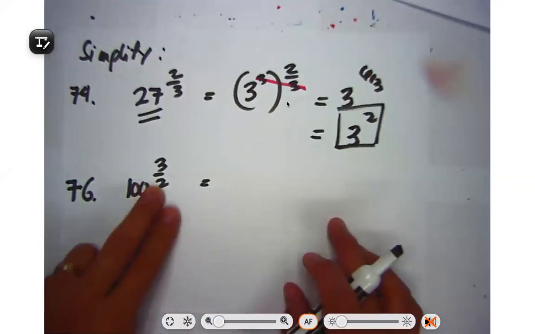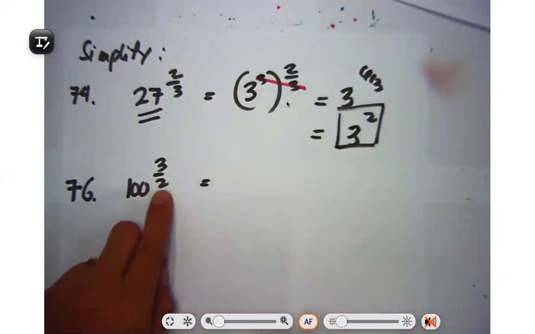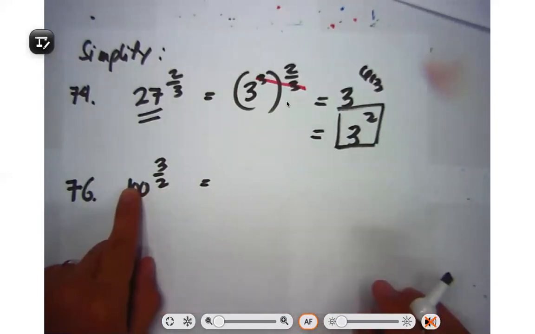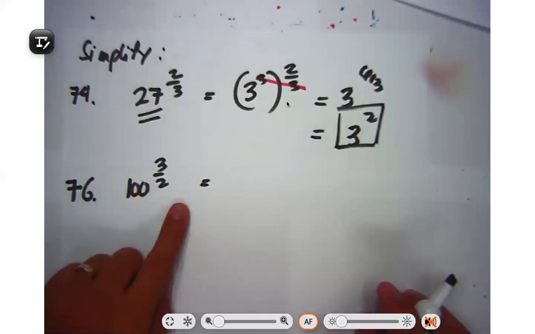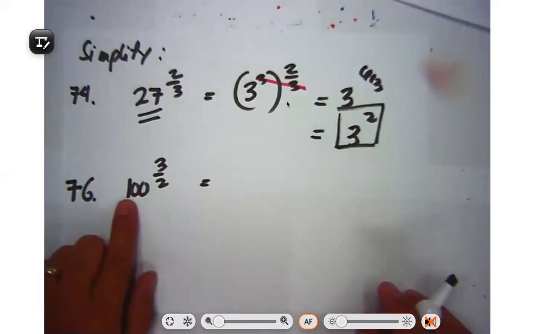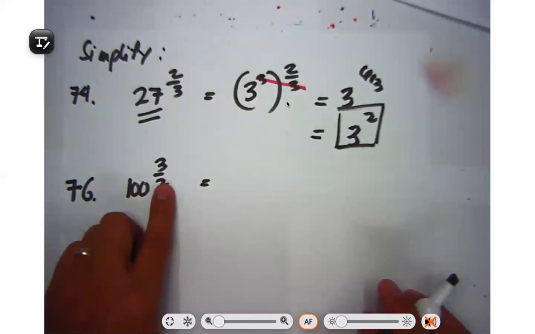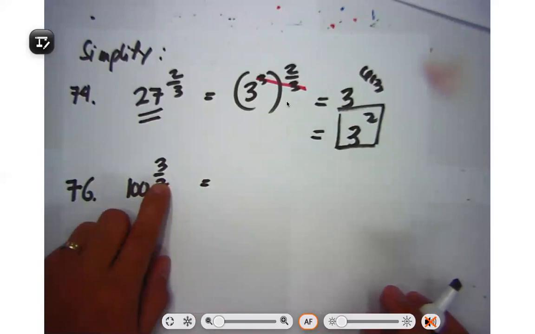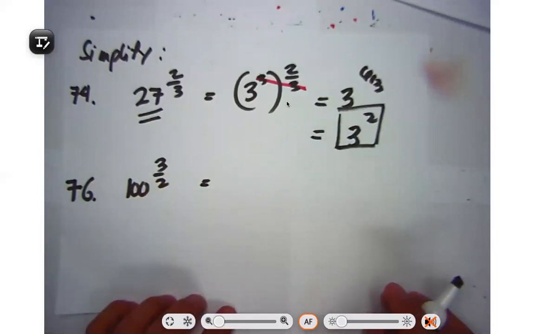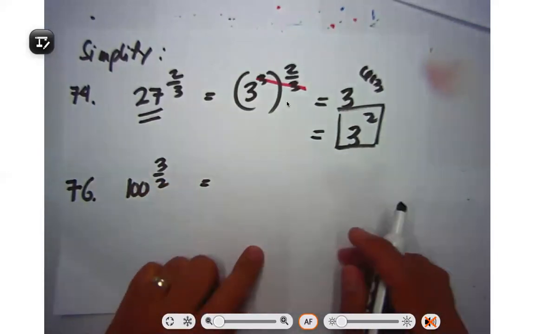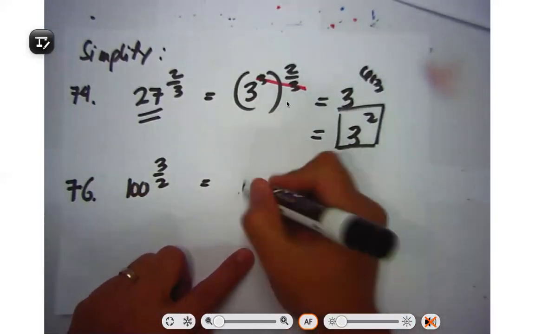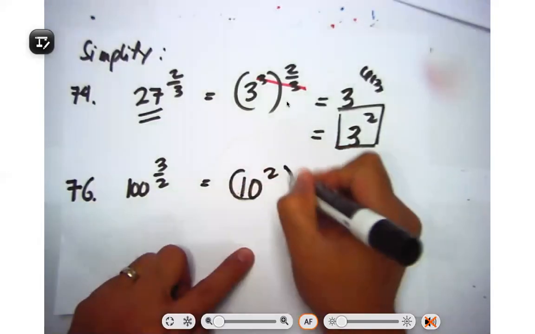Okay, let's have number 2. We have 100 raised to 3/2. Your denominator is 2, so that will give you an idea that you have to write 100 as a perfect square. Well, we know 100 is a perfect square, but we have to write this into exponential form. So what's 100 into exponential form, considering that it is a perfect square? It should be a perfect square because your denominator here is 2. What is 100 equivalent to? Exponential form. That's 10 squared, right?